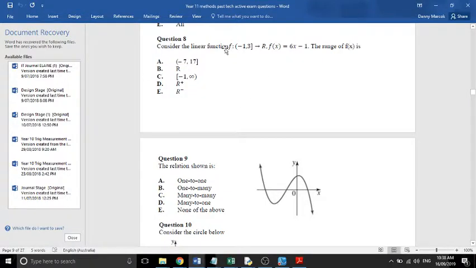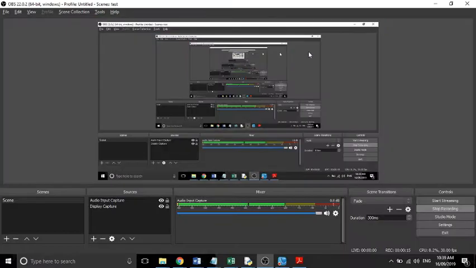So we're going to have a look at this equation here, which tells us to consider the linear function, then it asks us the range of that function. A safe way to do that is to graph it. So let's have a look at that. 6x minus 1.